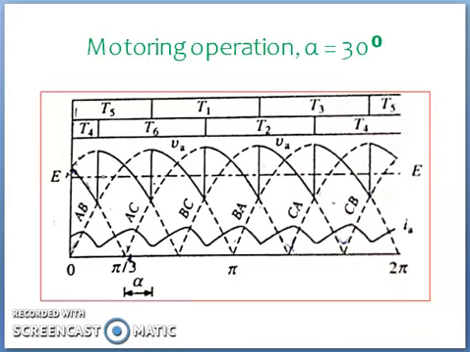Let us consider the line voltage VAB as the reference voltage, that is VAB is equal to Vm sin omega t, where alpha is equal to omega t minus pi by 3, and Vm is the peak of the line voltage. The motor terminal voltage and the current waveforms for continuous conduction are shown in this figure.